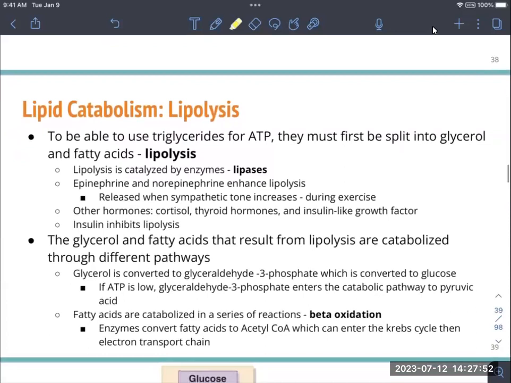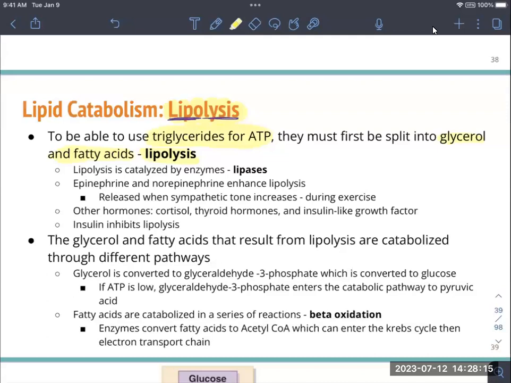So during lipolysis, lipo for lipids, lysis, we're breaking them down. This is when we use those triglycerides for ATP. And first they have to be split into glycerol and fatty acids. This is part of this lipolysis.